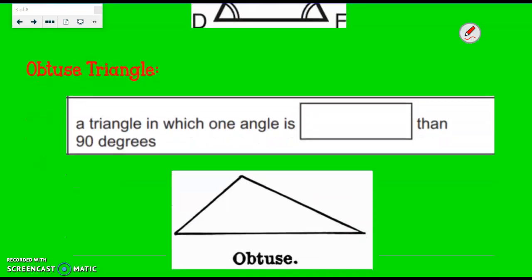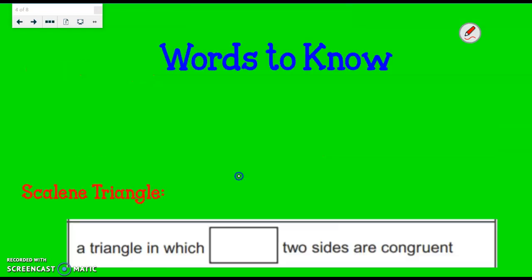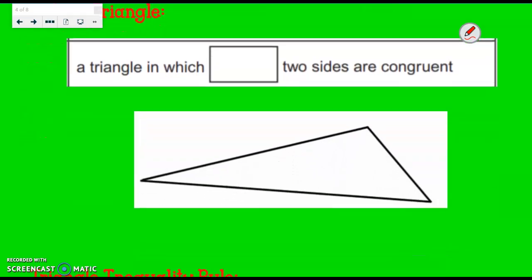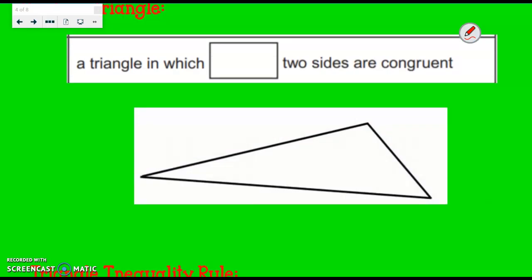And an obtuse triangle is a triangle in which one angle is greater than 90 degrees. So one angle is going to be larger than 90 degrees, so it's obtuse. Okay, then we go to a scalene triangle. A scalene triangle is a triangle in which no two sides are congruent. That means all three sides are different.